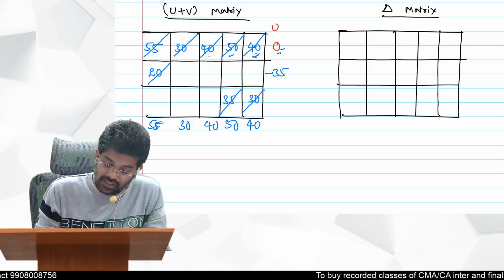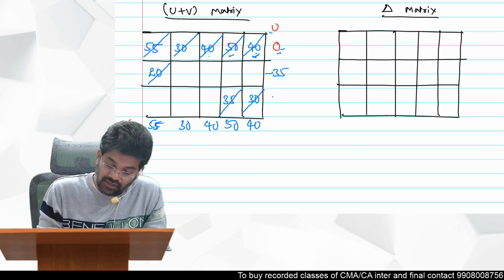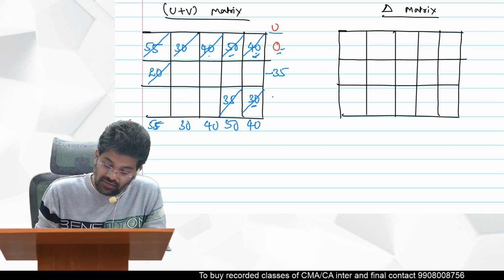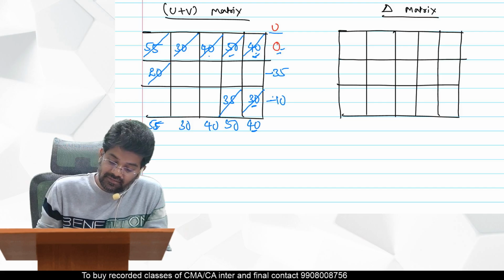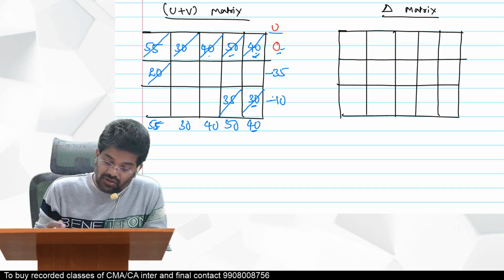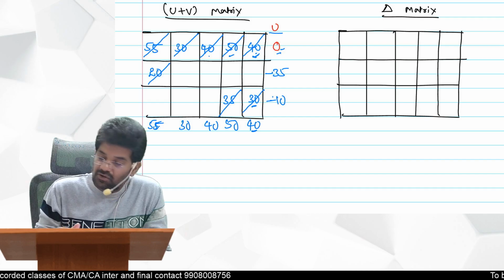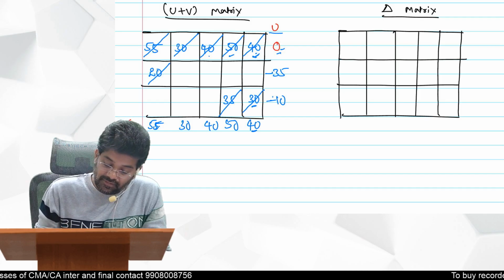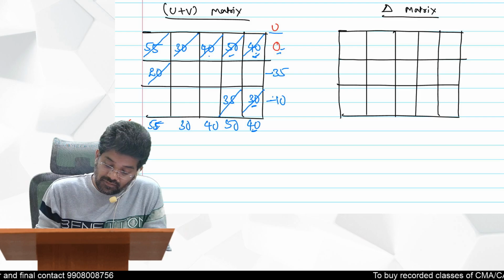Then this one. How to get u value here? Cost you have 30, v value 40. So u value must be how much to get cost 30? It should be minus 10. Then inside you get positive 30. 40 minus 10, 30. So now you got u values and v values. Now inside cost you can get easily. So 40 minus 35, this one will be 5.